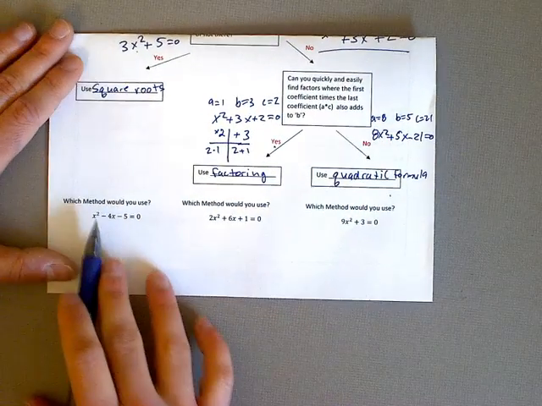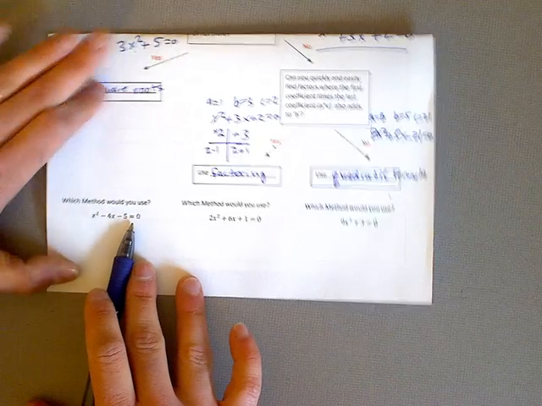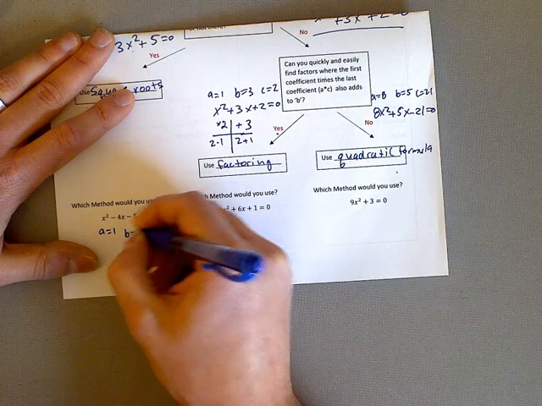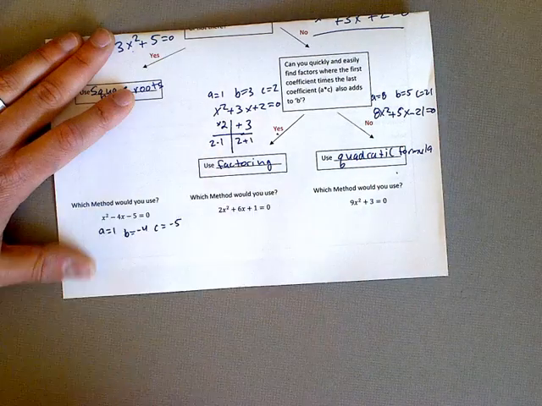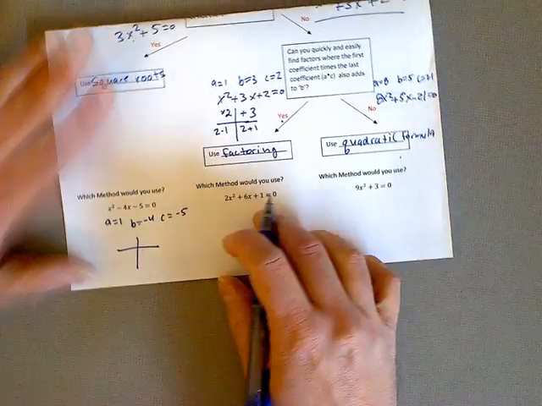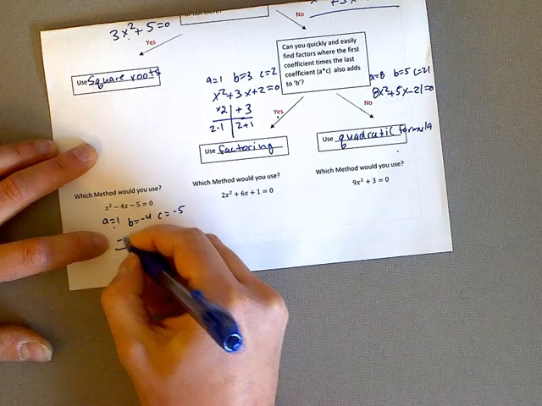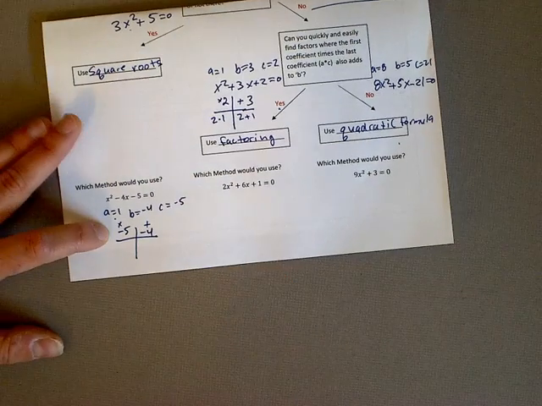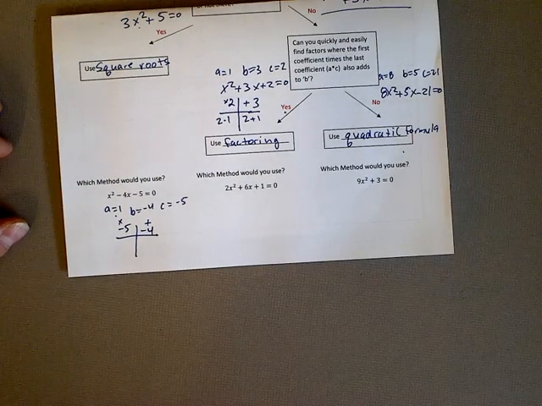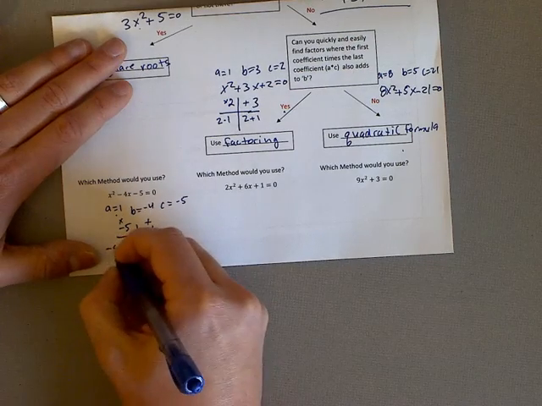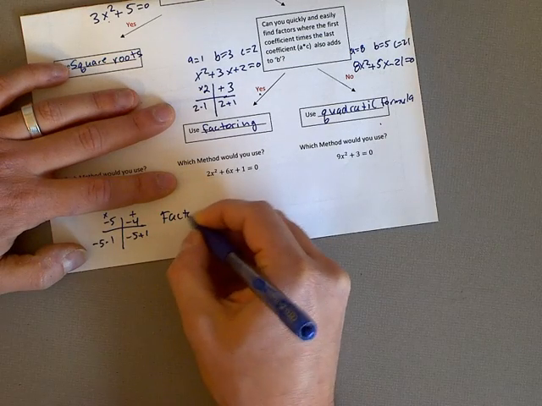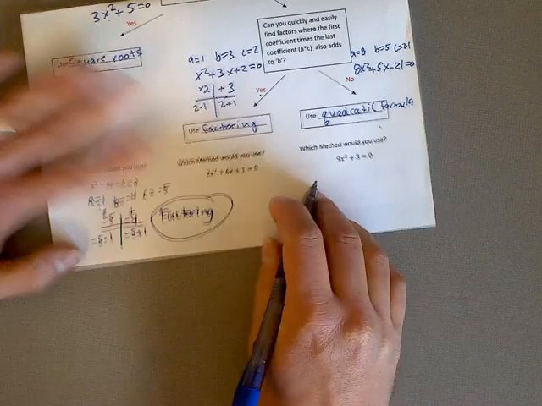So I'm asked to solve x squared minus 4x minus 5. I'm thinking, well, first of all, a is 1, b is negative 4, c is negative 5. I'm thinking, can I multiply to get 1 times negative 5, which is negative 5, and at the same time add to get b, which is negative 4? And that's a pretty easy one again to say yes to, because negative 5 times 1 is negative 5, and negative 5 plus 1 is negative 4. So this one could definitely be factored successfully.